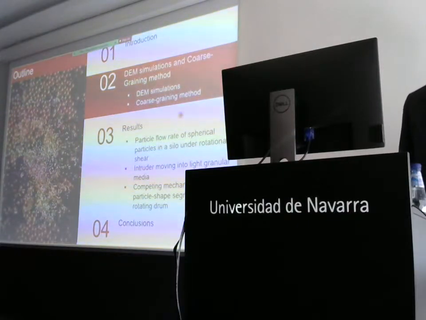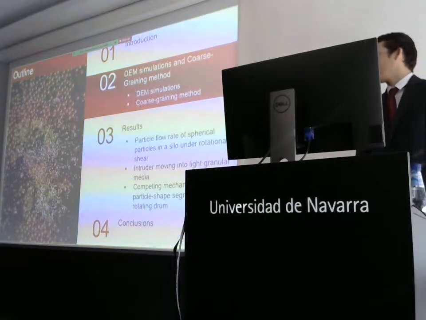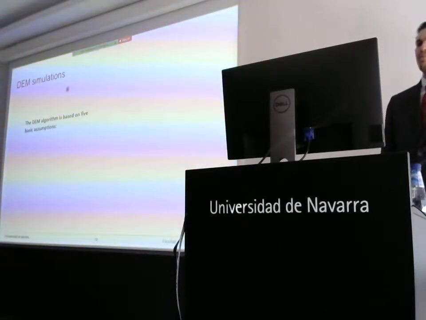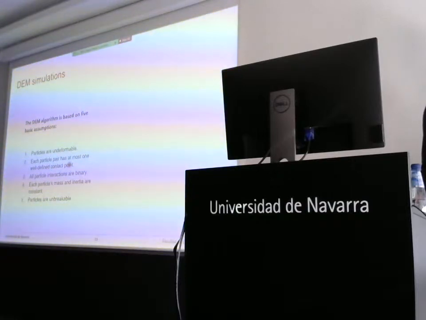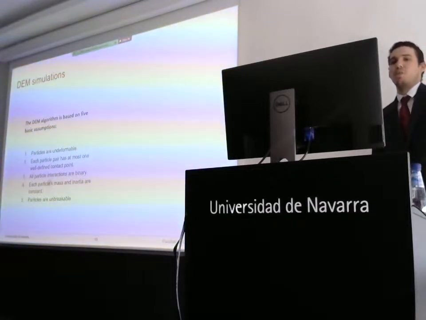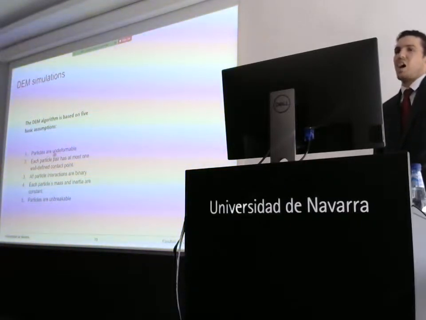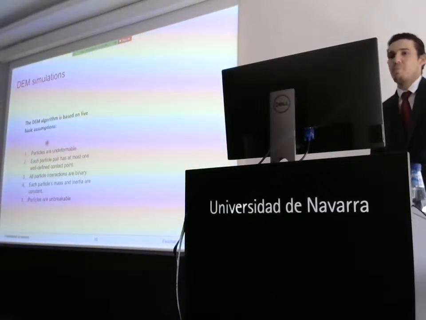So now I'm going to show you an overview about DEM simulation and the coarse-graining method. The DEM algorithm is based on five basic assumptions. For example, the first one is that particles are undeformable. Each particle pair has at most one well-defined contact point, and all particle interactions are binary. Fourth, each particle's mass and inertia are constant. And as a last assumption, the particles are unbreakable. It doesn't mean that we cannot use, for example, simulations with particles with variable mass. But for this, we have to include another ingredient to the DEM simulations.